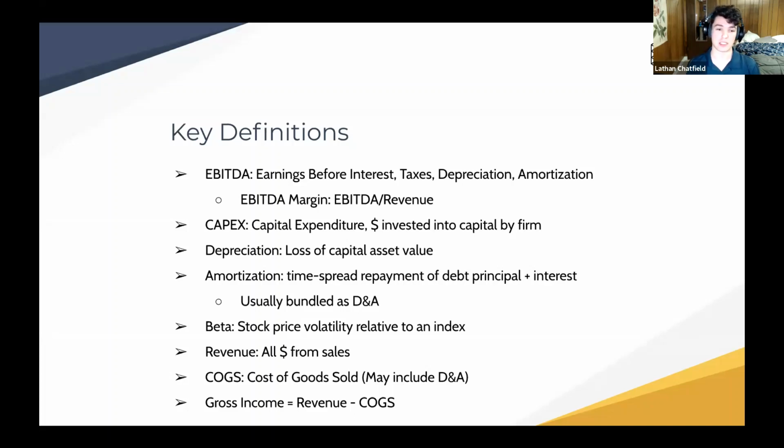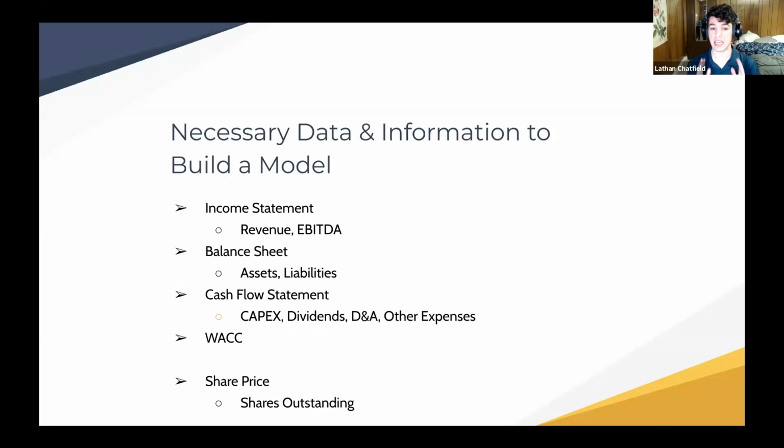If we go on to the next slide, we see the key inputs that need to go into your financial model and that we're going to be seeing in the demonstration later today. A company's financial reports are going to be broken up into 3 documents, those being the income statement, from which you're going to pull their revenue and EBITDA numbers, their balance sheet, where you're going to pull their assets and their liabilities, and their cash flow statement, where you're going to find capex, dividends, D&A, and then other expenses.